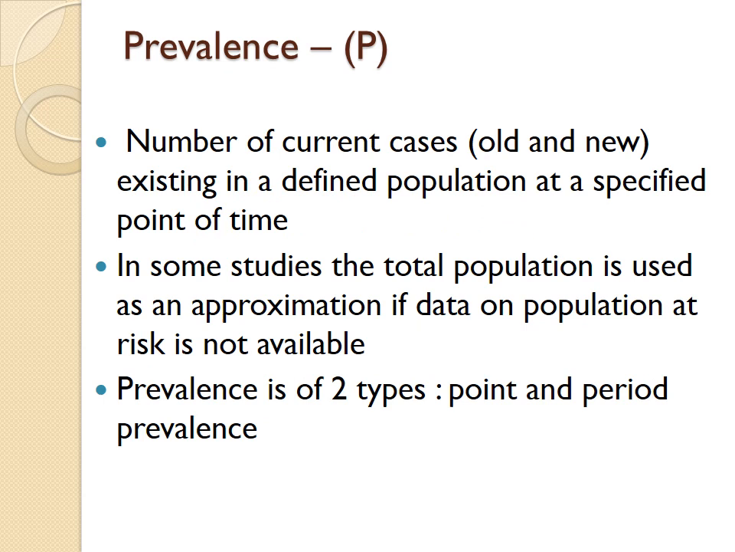Now what do we mean by prevalence? Prevalence is the number of current cases that include old as well as new cases existing in a defined population at a specified point of time. In some studies, the total population is used as an approximation if data on population at risk is not available. Prevalence is again of two types, that can be either point prevalence or period prevalence.